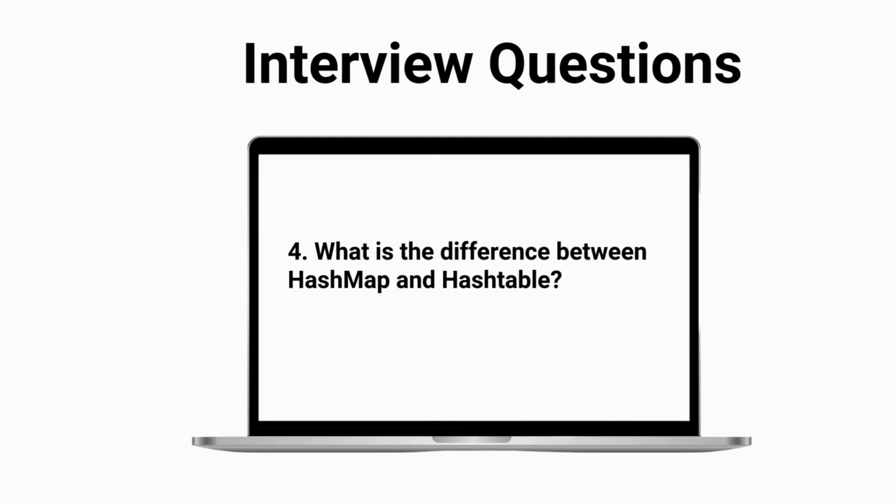Both are key and value pairs. Hash map is not synchronized, but hash table is synchronized. It's thread safe. It's slower compared to the hash map. Like this, you can tell the answer.